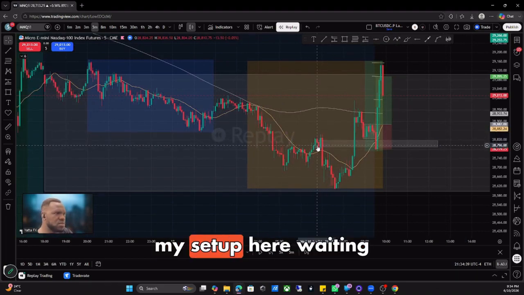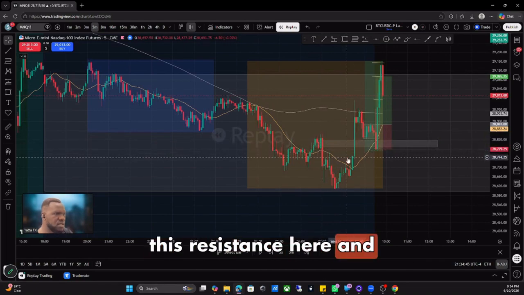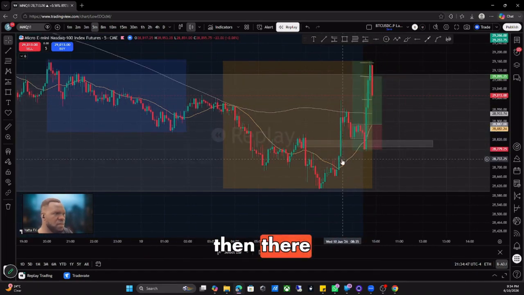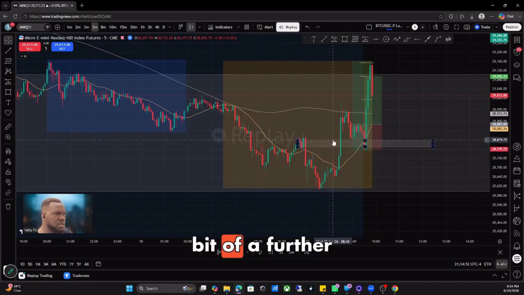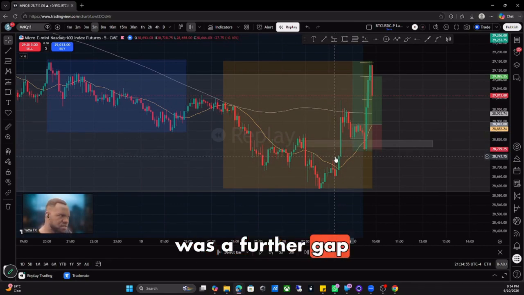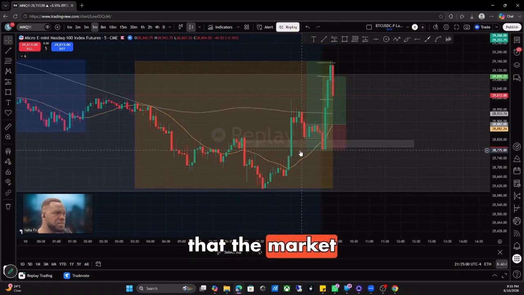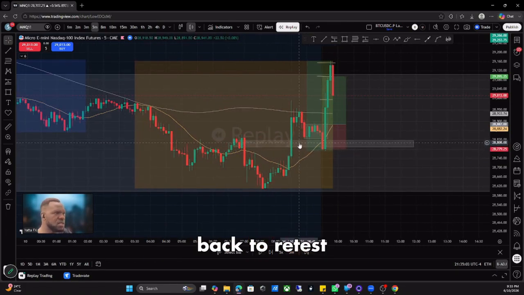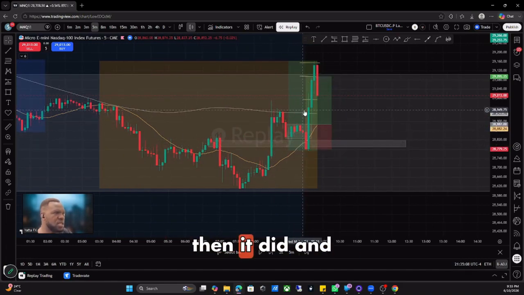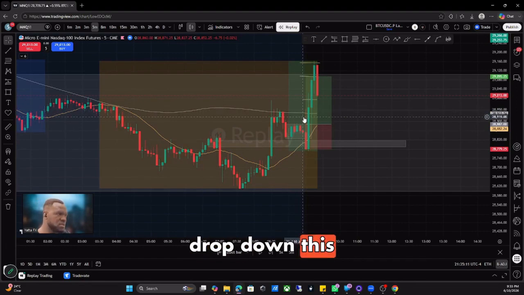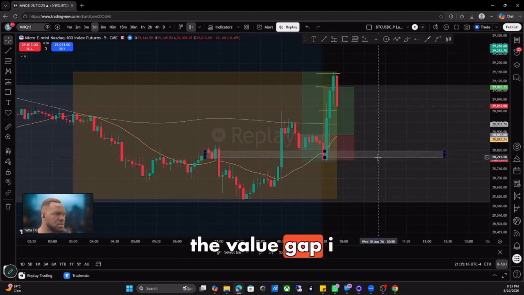And then I started my setup here, waiting for this retest of this resistance here. There also seemed to be a little bit of a fair value gap here. There was a fair value gap here. So I anticipated that the market was most likely coming back to retest the fair value gap. It did move around a little bit, and then it did drop down with this large candle, and then it touches the fair value gap.